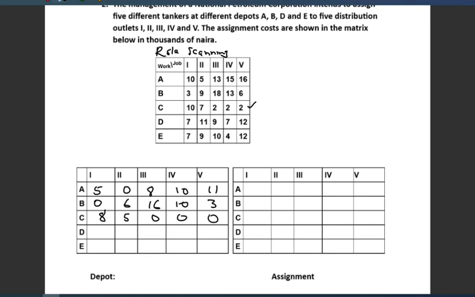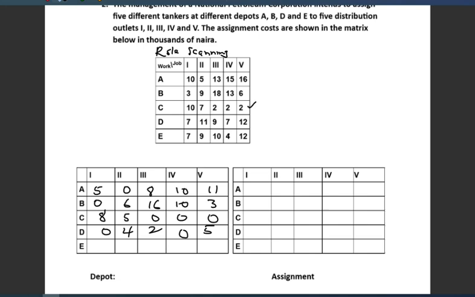And the next one, 7 is the least number. So we have 7 minus 7, that's 0. 11 minus 7, that's 4. 9 minus 7, that's 2. 7 minus 7, that's 0. 12 minus 7, that's 5.